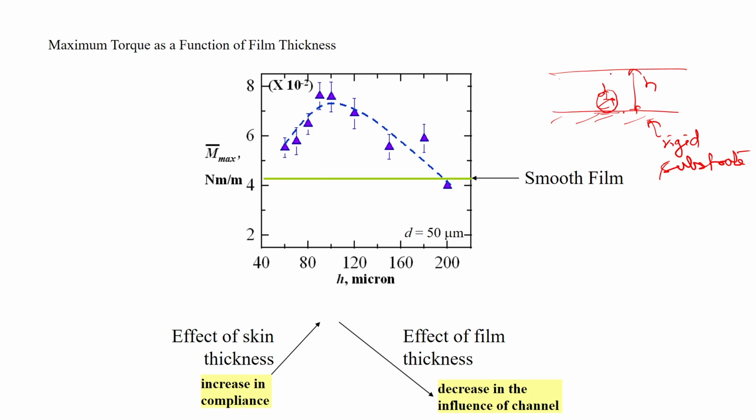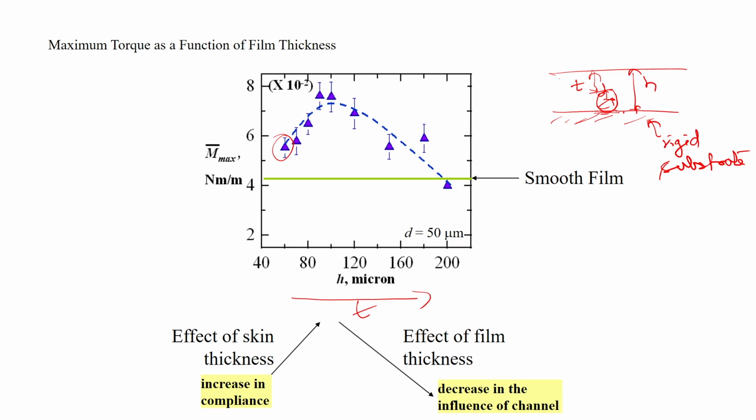As H is varied, the skin thickness varies. With increasing H, the skin thickness increases. That means when H is minimum, the skin thickness is also minimum, and that corresponds to this data. As H is increased, the skin thickness increases continuously, from left to right over here. The diameter of the channel remains constant, and the channel is over here on the surface of the substrate.